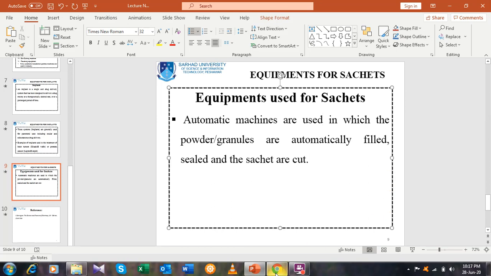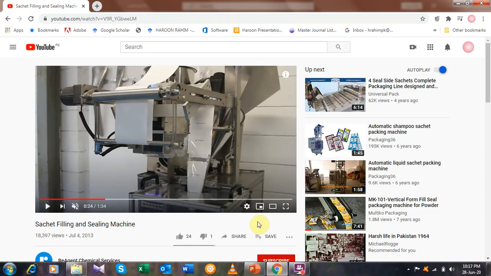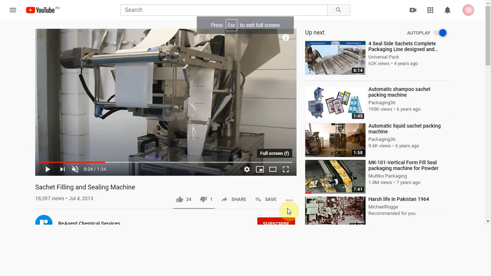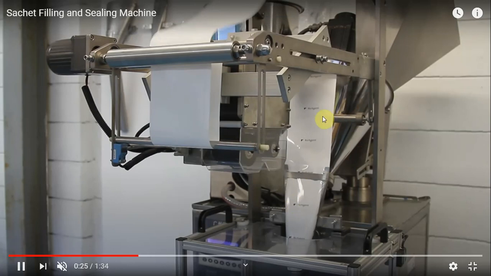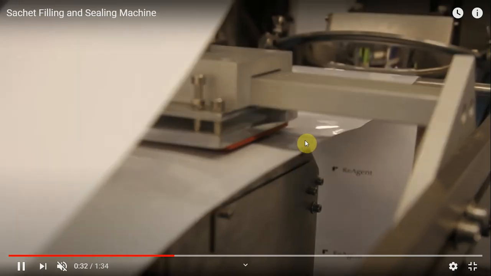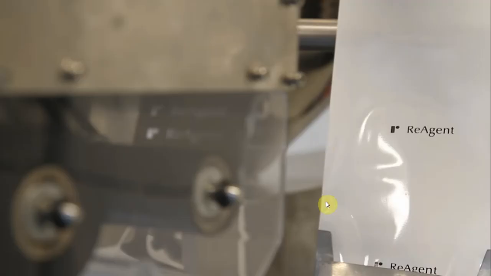You can see the sachet machine. There is a fully automatic sachet machine here. You can see that it is a fully automatic machine. You can see this is the sachet which is being packed by the automatically filled machine.